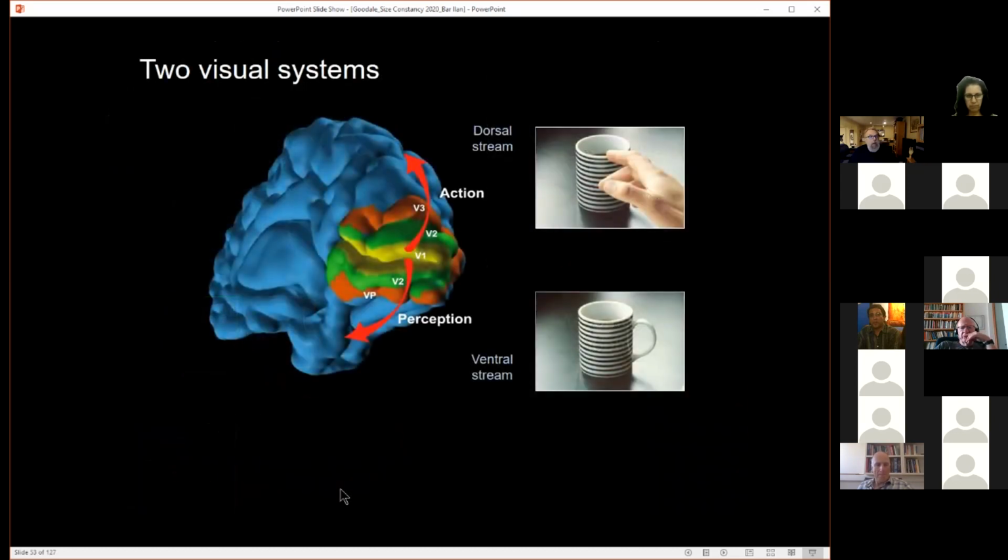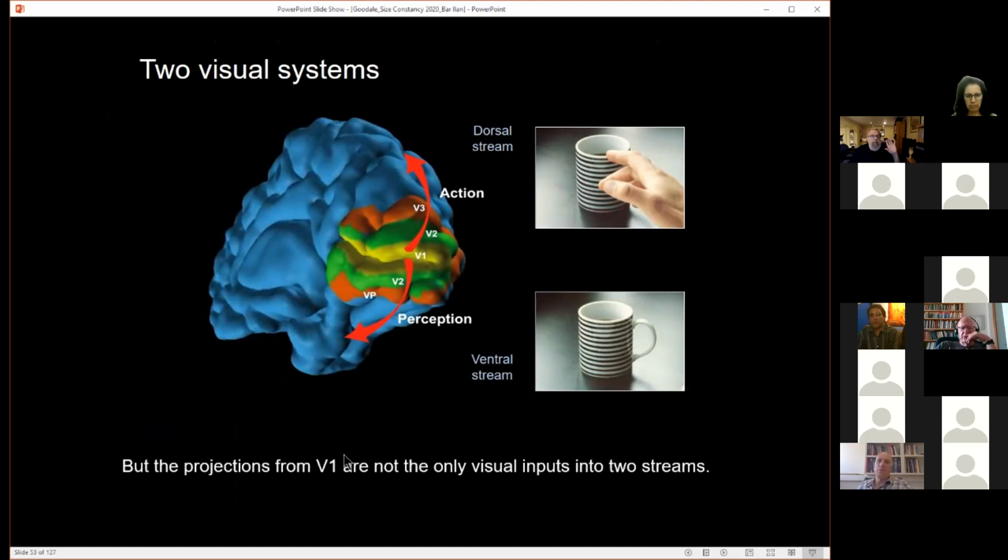Okay, so two visual systems. Now, the emphasis for many years has been on the fact that you get these projections emerging from early visual cortex into the dorsal stream or into the ventral stream.